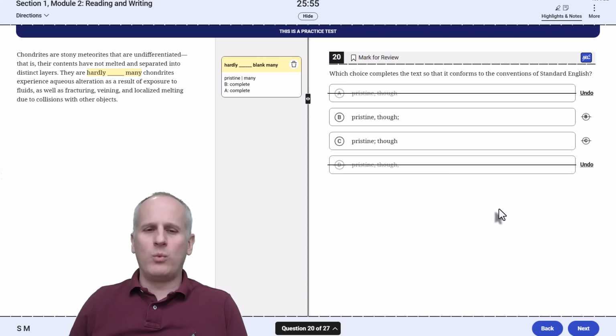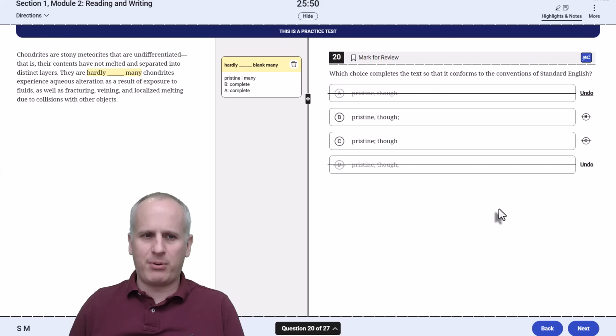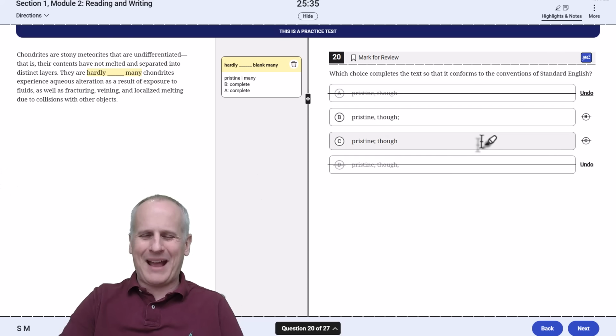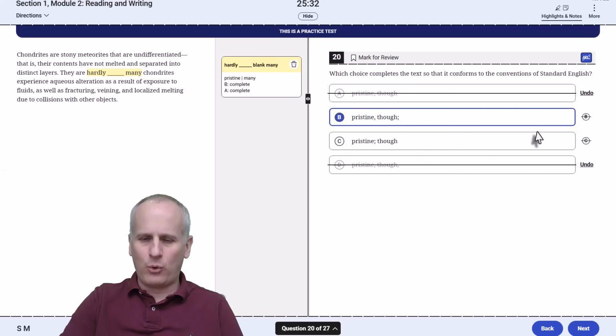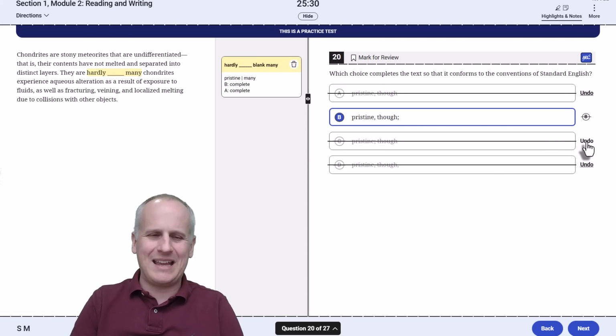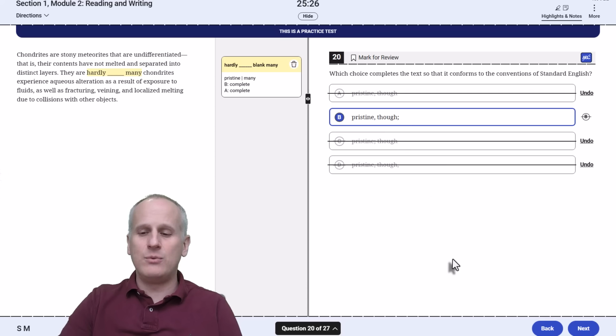Then we've got to determine whether the contrast is between the two pieces of this sentence, or if the starting part of this sentence is contrasting with what came before it. And we should recognize that the many chondrites experiencing aqueous alteration is going to cause this fracturing, veining, and melting. That's going to show they're hardly pristine. So we don't want the though to come after the semicolon. We need it to come before the semicolon so that we contrast with what came prior to this second sentence. Correct answer is B. If you need to, you could read your choice back into the sentences.